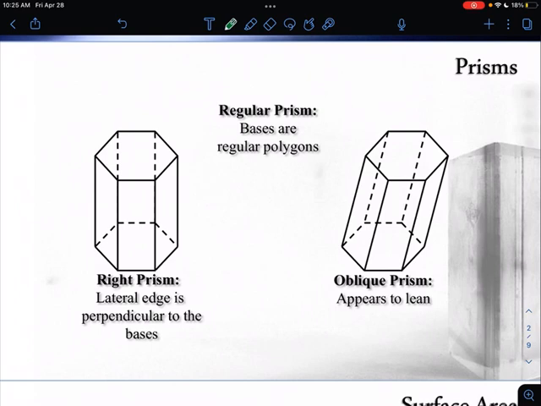When we're looking through these, those bases can be hexagons, they can be rectangles, they can be triangles. So any shape could be a base. We just have to look really closely at the picture and identify, okay, what are the two identical pieces across from each other? And then work from there.